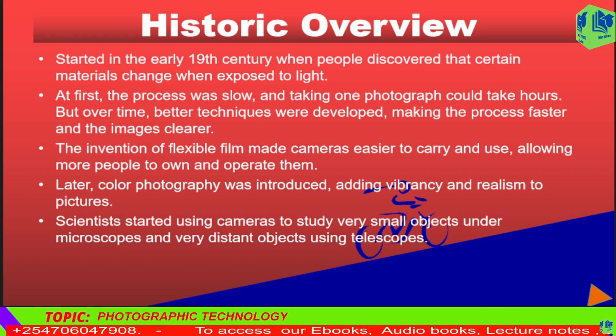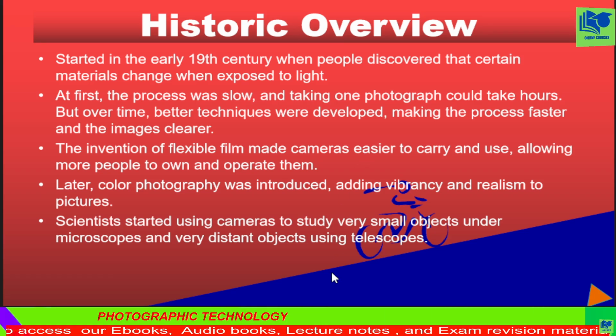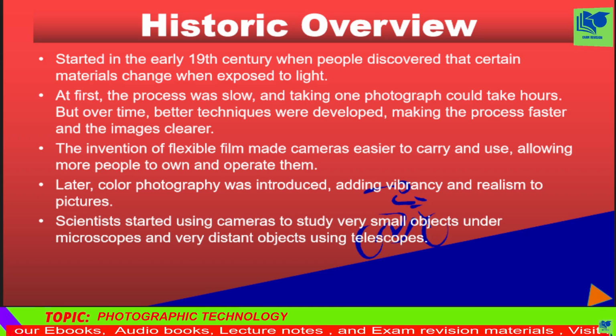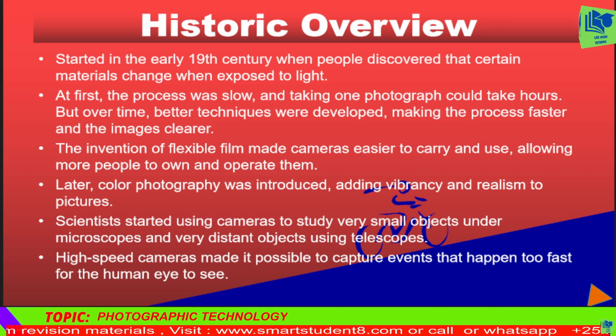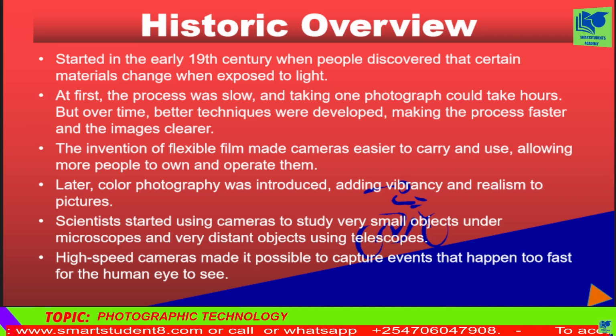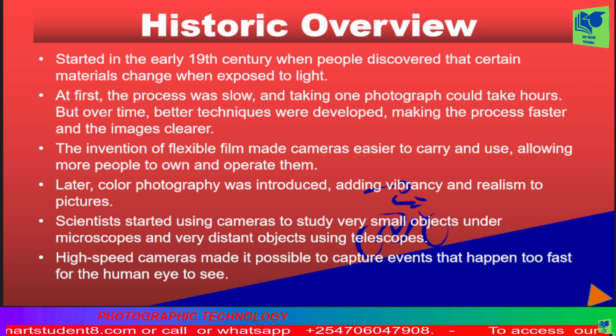In science, photography became an important tool. Scientists started using cameras to study very small objects under microscopes and very distant objects using telescopes. High-speed cameras made it possible to capture events that happened too fast for the human eye to see, like a water droplet hitting a surface. Today, photography is everywhere. From medical imaging technologies like MRI and CT scans to drones capturing images from the sky, photography helps scientists and researchers observe, analyze, and share information like never before. It has become an essential tool in almost every field of science and technology.